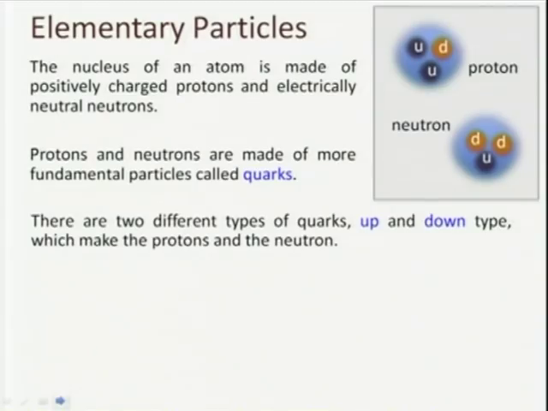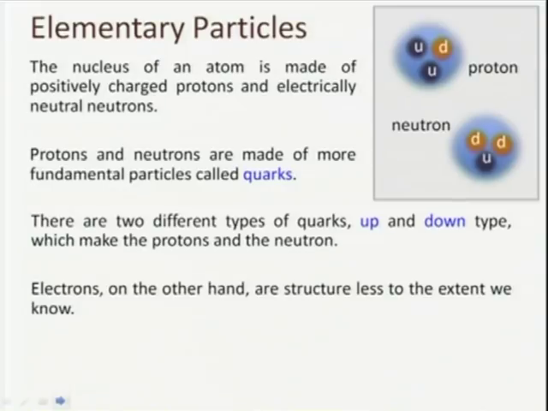So, there are different types of quarks. Two such quarks are called the up type quark and the down type quark. Protons are made of two up type quarks and one down type quark. Neutrons are made of two down type quarks and an up type quark.